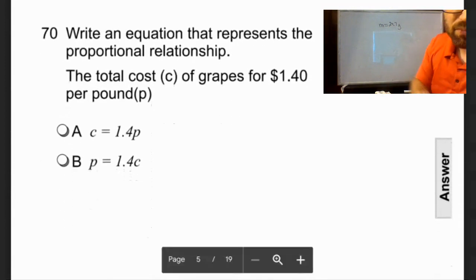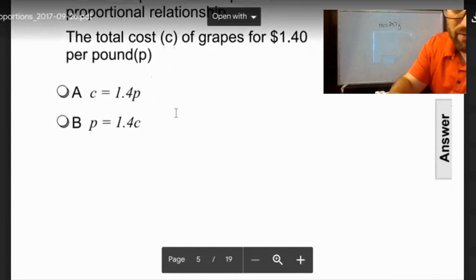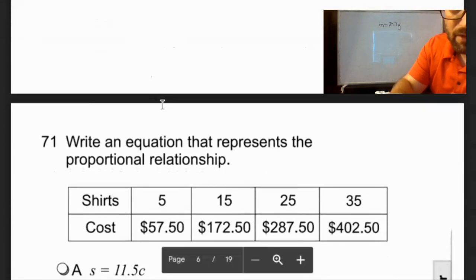So here we go. In this one, this is a question. Write an equation that represents the proportional relationship. The total cost C of grapes. So C is always going to equal $1.40 per pound. So this one would be A right there. So it would be A.